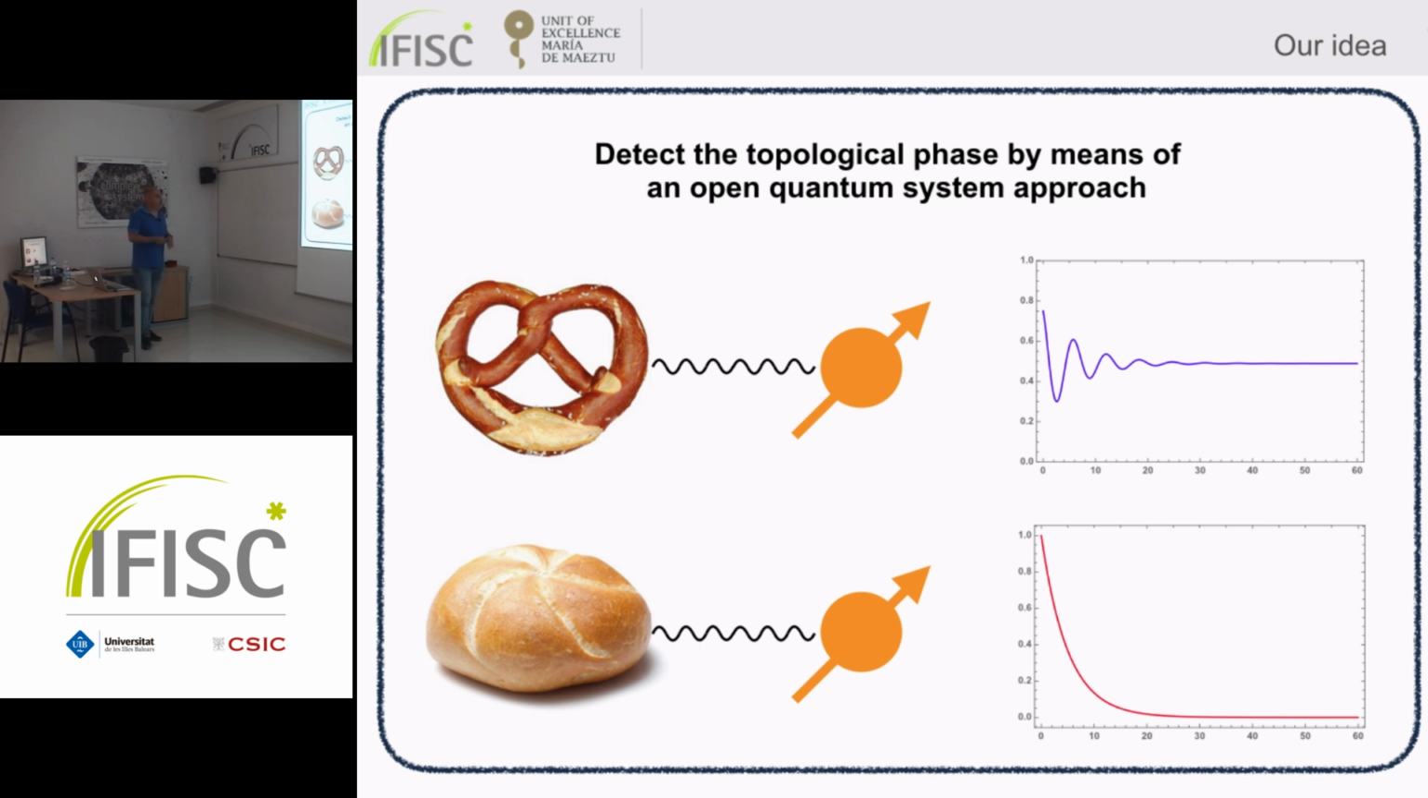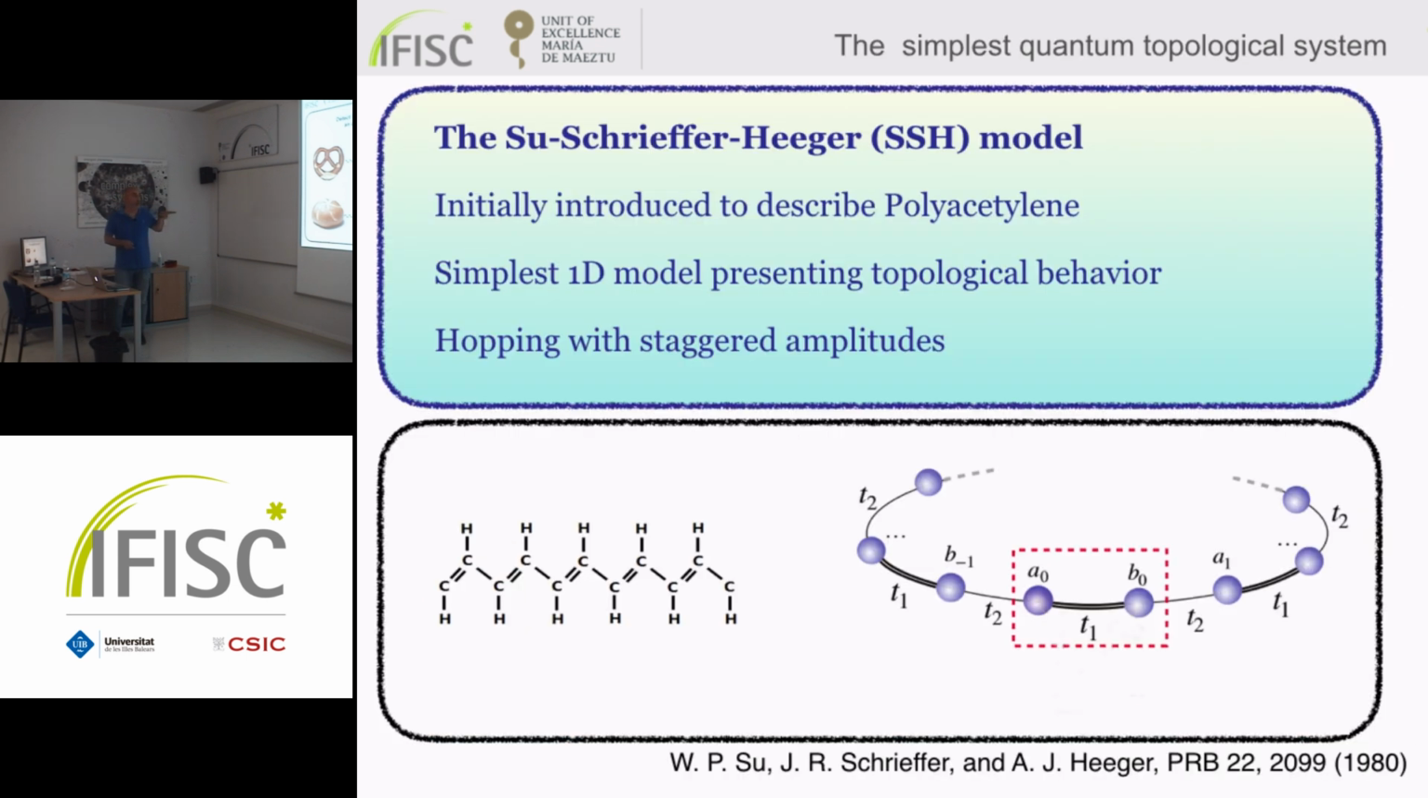Actually, this is very generic. We specialized on a model, on a simple model, actually on the simplest model that admits topological phase transition. It's called Su-Schrieffer-Heeger, and was introduced, let's say, 40 years ago to describe a chain of molecules that compose the polyacetylene. And as I said, it's the simplest model presenting a topological phase transition, and can be schematized this way.